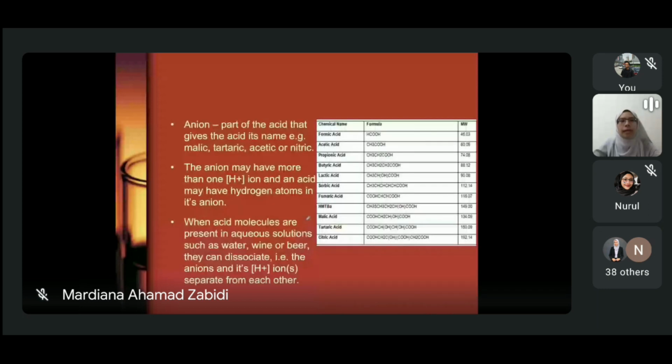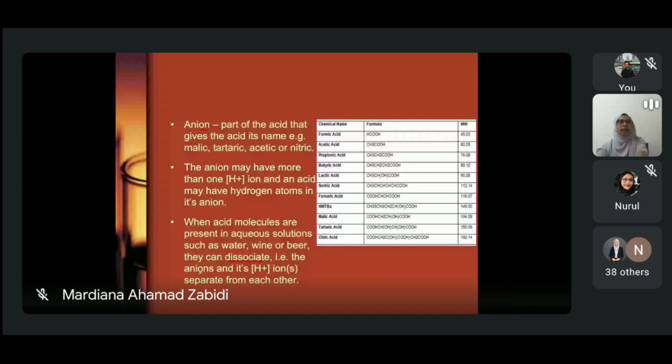Okay, so the anion is the part that gives the name of its acid. For example, we have malic acid, tartaric acid, acetic acid, and nitric acid. And this particular anion will have more than one hydrogen ion, and an acid may have hydrogen atoms in its anion. So when acid molecules are present in aqueous solution, such as water, wine, or beer, they can dissociate, whereby the anions and the hydrogen ion will be separated, but it is not fully dissociated, okay, for this particular organic acid.